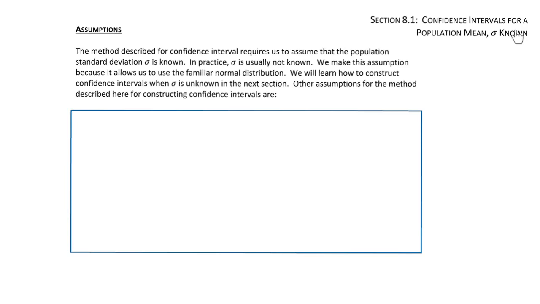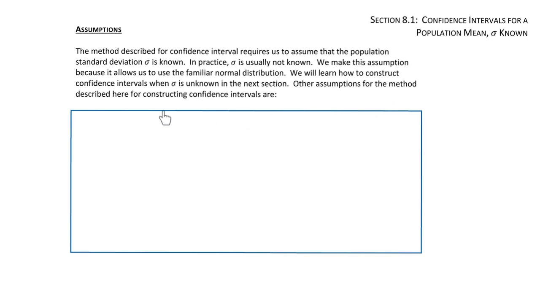In this section we are learning how to find the confidence interval for a population mean when sigma is known. That means we assume that the population standard deviation is known. In practice, sigma is usually not known. We make this assumption because it allows us to use a familiar normal distribution. We will learn how to construct the confidence interval when sigma is unknown in the next section.